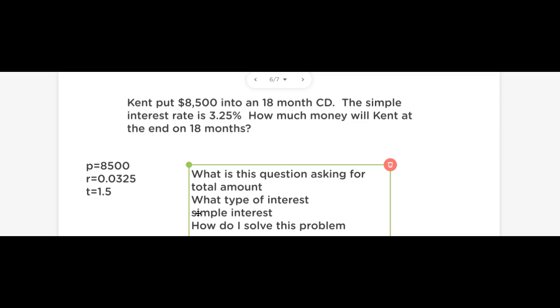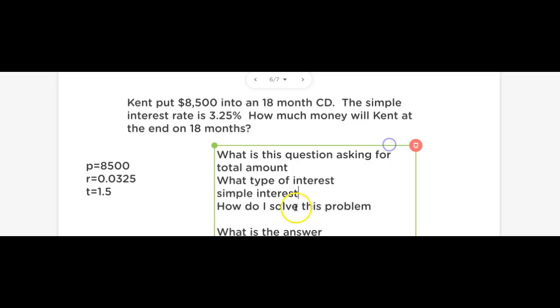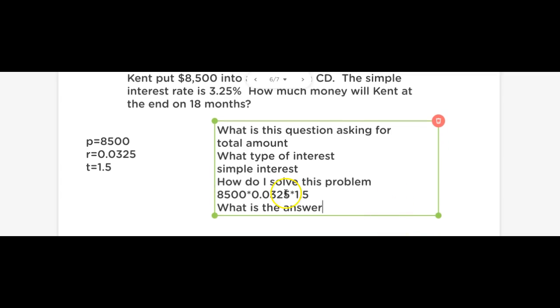I will say this: these are all errors that I made, that I was just rushing to get this to you guys because I have a meeting coming up in 6 minutes, so I'm just trying to get this video to you. But the problem will tell you if it's simple or compound. How do you solve this problem? This is going to be the 8500 times 0.0325 times 1.5, and I'm pausing because I just realized I made a mistake on the last problem. I'll correct it after this one.